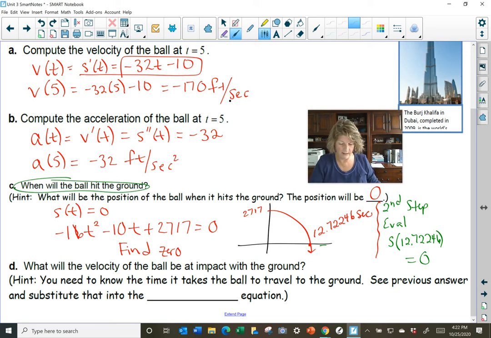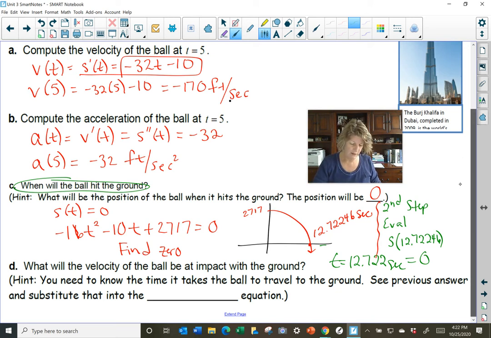When will the ball hit? At t equals 12.722 seconds. AP Calc, we need 3 decimal places. Part D, what will the velocity of the ball be at impact? This is what we need to do. So we need to know the time it takes the ball to travel until it hits the ground, which we got on our previous answer. So we'll substitute that into the velocity equation.